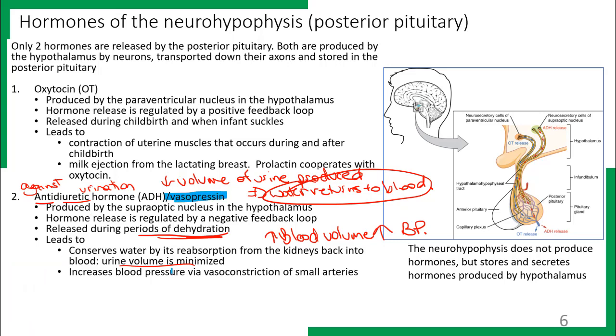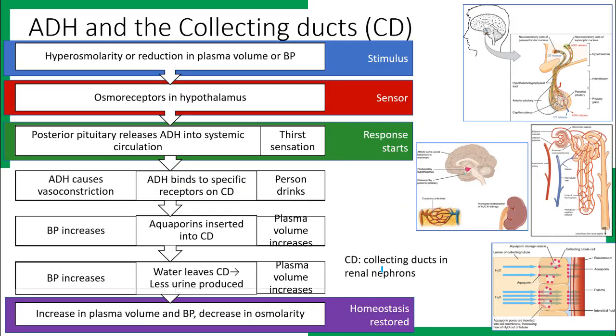And so one of the other effects of ADH is that it constricts the small arteries, and when it causes vasoconstriction, it leads directly to an increase in blood pressure. So this slide basically gives you an overview of how ADH works.